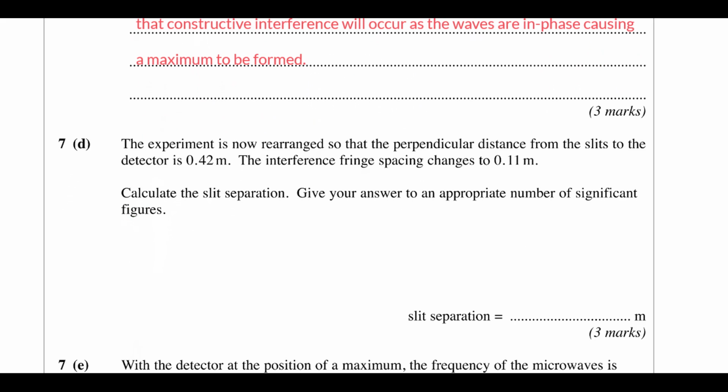Now the experiment is rearranged so that the perpendicular distance is now 0.42 meters. The fringe spacing now changes to 0.11 meters. Calculate the slit separation. For a double slit, your equation for the spacing is lambda D over s. It wants the slit separation, which is s, so we can swap s and w essentially.